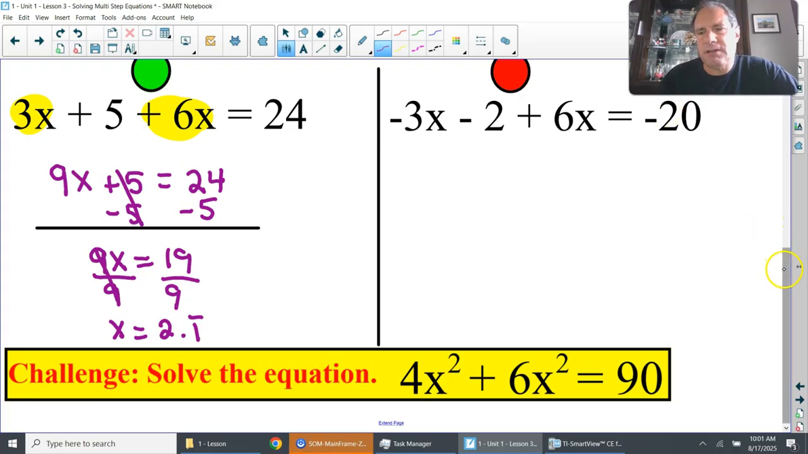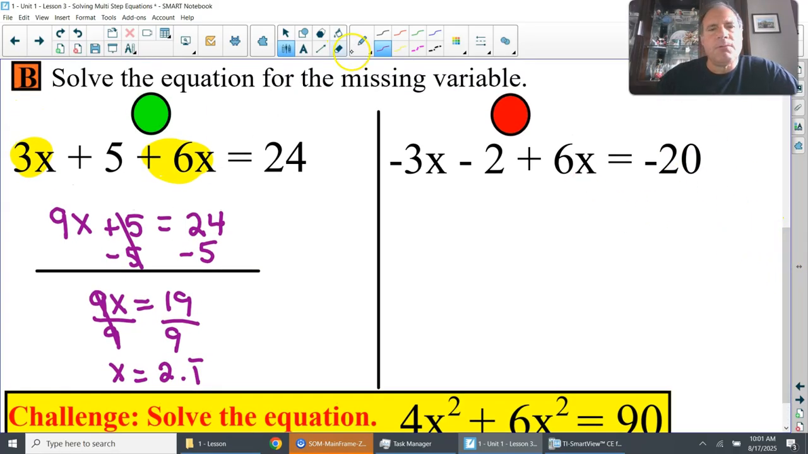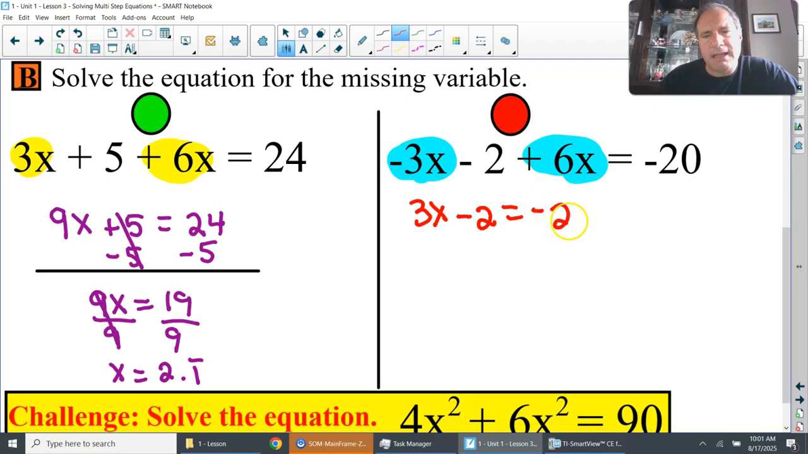For this one over here, same thing. We're going to combine the like terms. So we see a negative 3x and a positive 6x. You could put that directly into your calculator. What it would come out to be is 3x. You bring down the minus 2. Bring down the negative 20. By the way, the sign before the number is the sign of the number. So this is a negative 2.